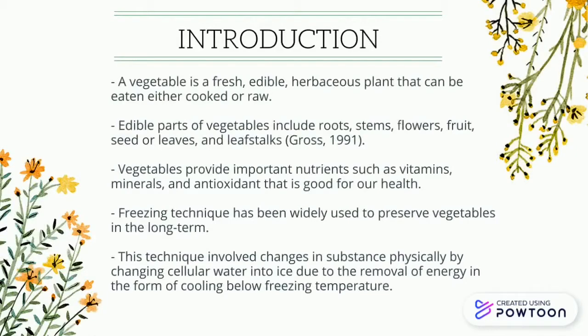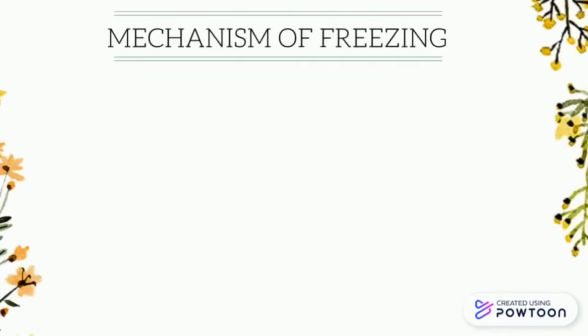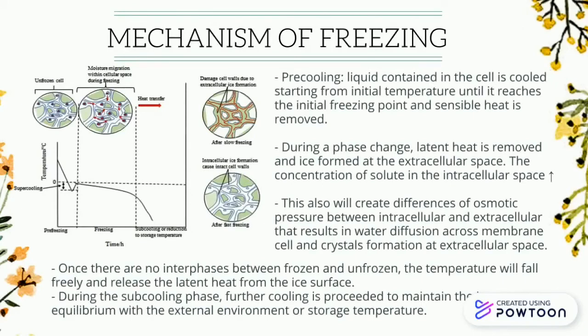So, the freezing technique has been widely used to preserve vegetables in the long term. This technique involves changes in substance physically by changing cellular water into ice due to the removal of energy in the form of cooling below freezing temperature. So, firstly, we're going to talk about the mechanism of freezing.